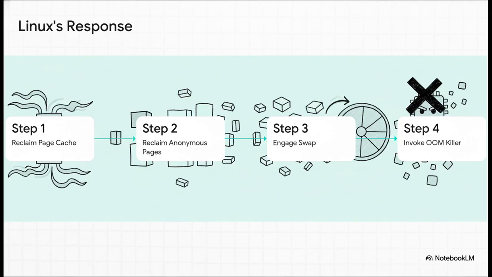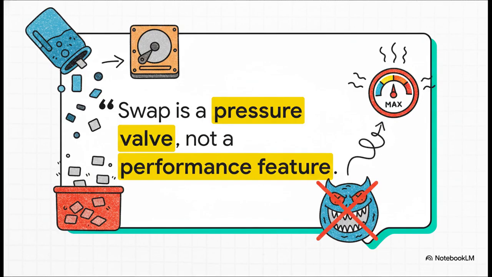Then, as things get more serious, it starts moving some inactive data to a much slower area on the disk called swap. And only when all of those options have failed does it bring out the big guns. Now let's be perfectly clear about swap space. It is not more RAM. Think of it as an emergency storage unit you have on your slow spinning hard drive. When RAM gets really full, Linux starts moving stuff it hasn't used in a while into this slow storage unit.